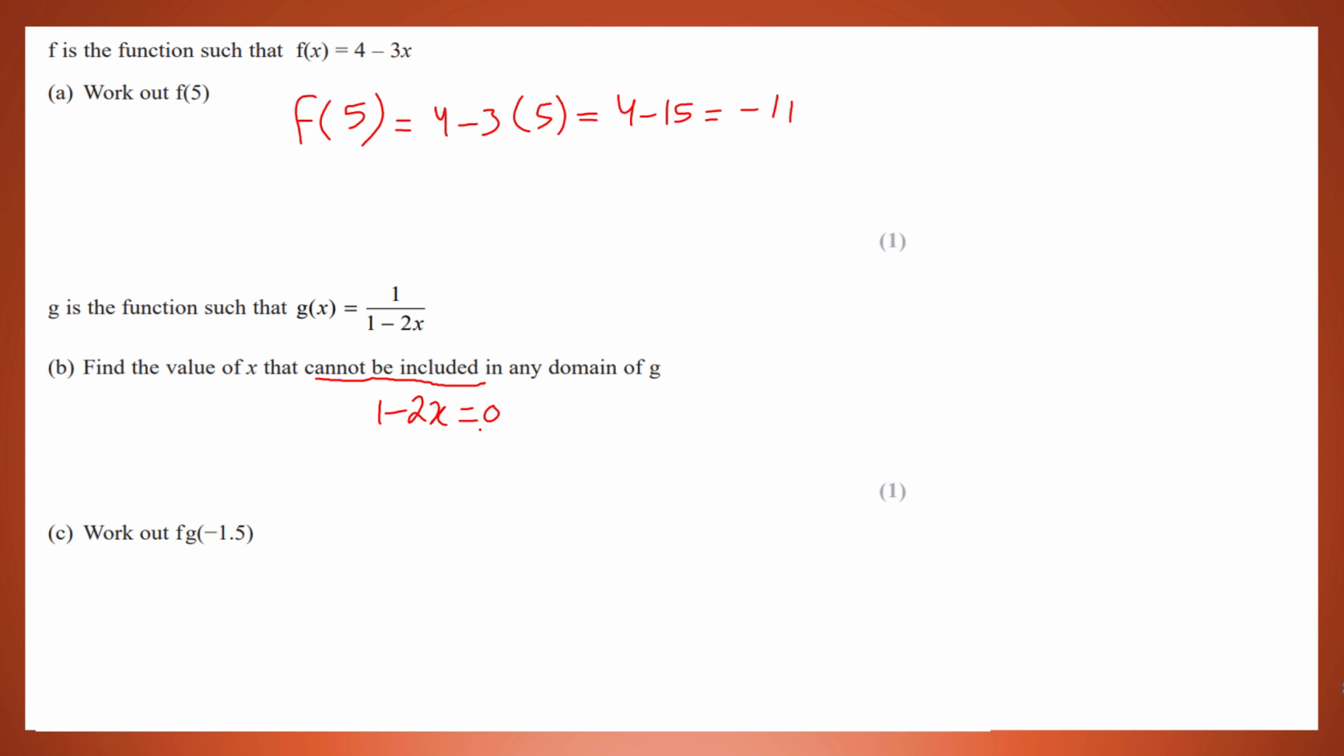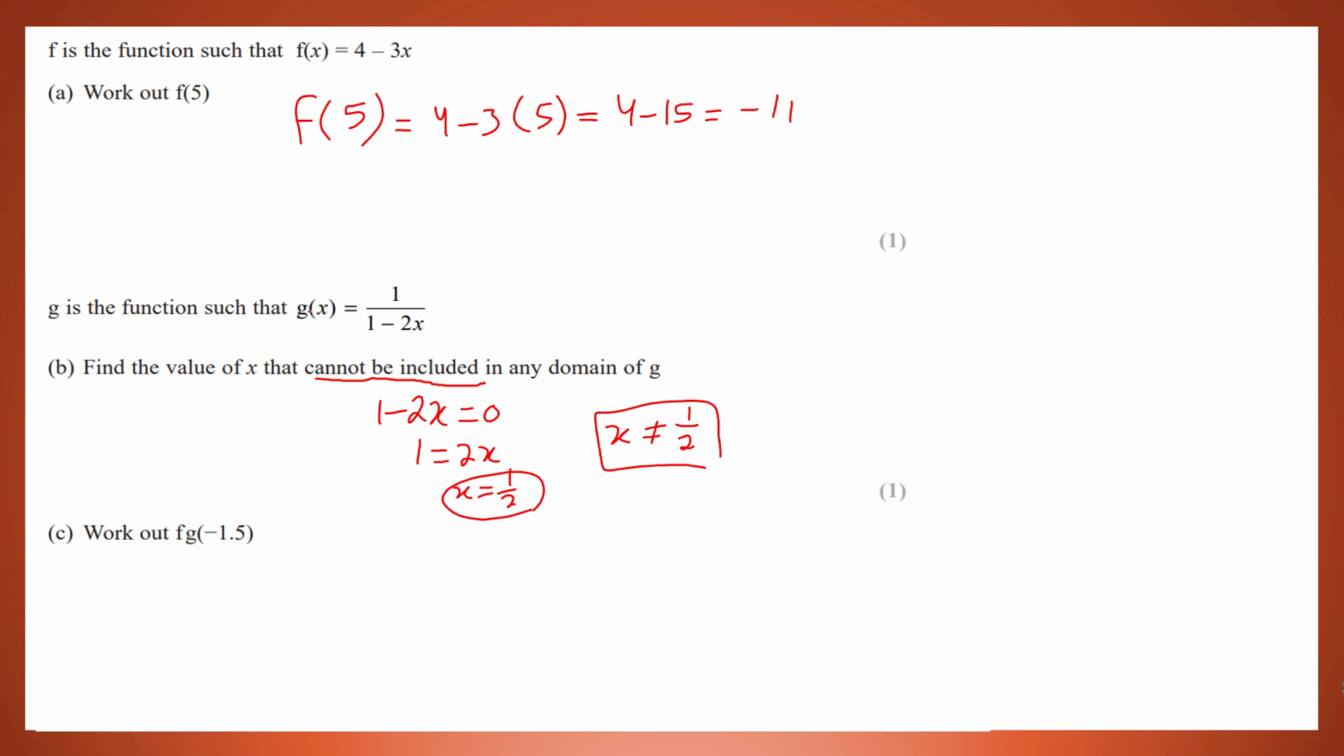So let's solve. It will be 1 equals 2x. So x is half. So this value must be excluded from the domain. So x must not be equal to half. Why must x not be equal to half? Just substitute there. 2 by half is 1. 1 minus 1 is 0. So it's not a function anymore. So this is the value that must be excluded from the domain.